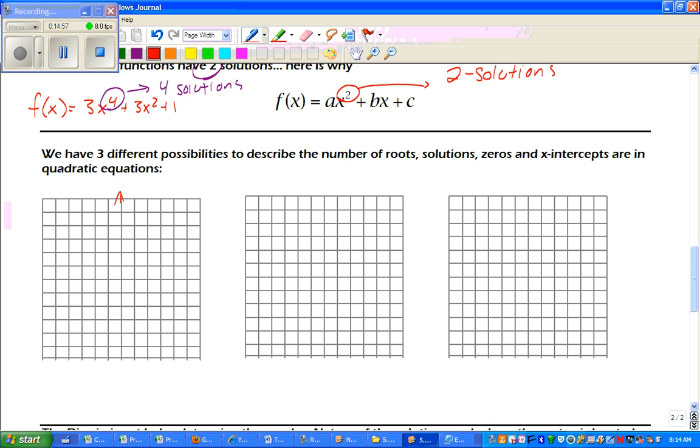So let me show you a basic quadratic function. If you have axes right here, and I draw just a normal parabola, this has two solutions. Now again, what's another name for a solution? A zero, keep going. A root, one more. An x-intercept. Does this have two x-intercepts? Yes, one right here and one right here. So this has two solutions.